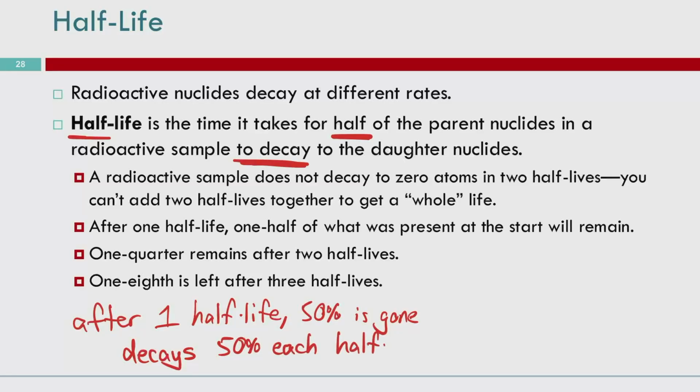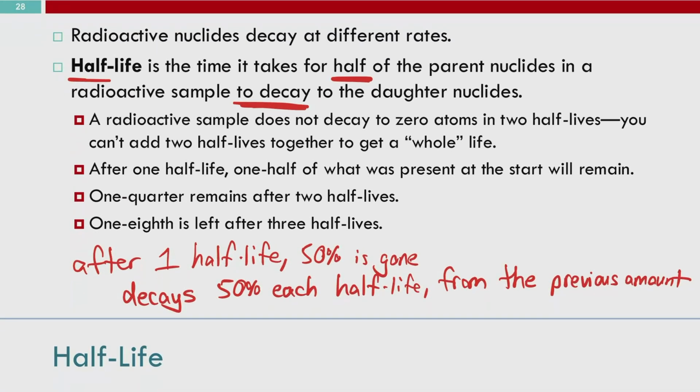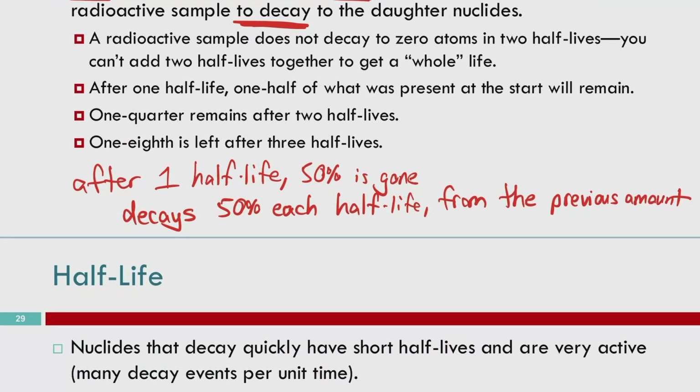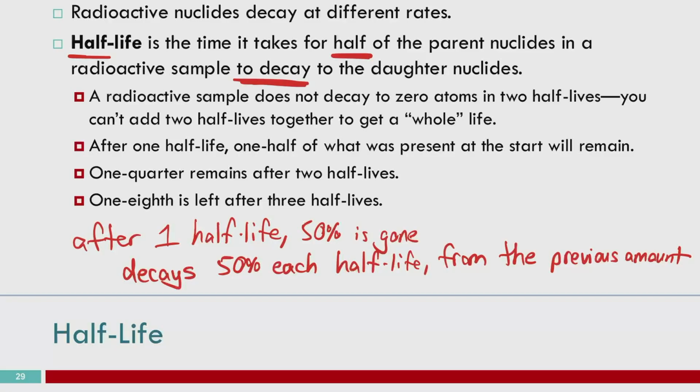So it decays 50% each half-life from the previous amount. So it's like stepwise cutting it in half instead of adding up. And that's the part that often gets people. Do we have any questions about that?